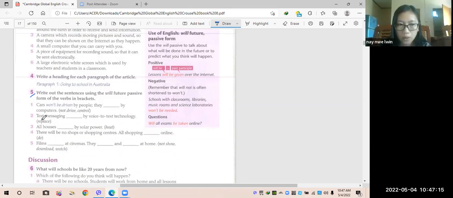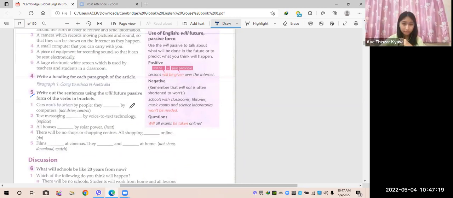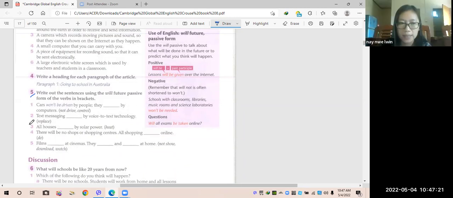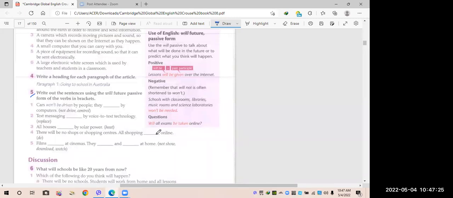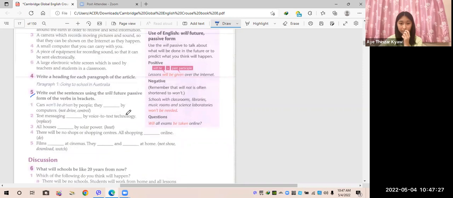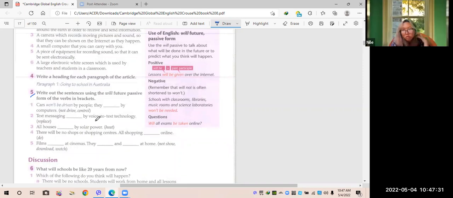And how about 3? All houses will be heated by solar power. Will be heated, yes, correct. And number 4, there will be no shops or shopping centers, and all shopping will be done online. Will be done. Yes, done.